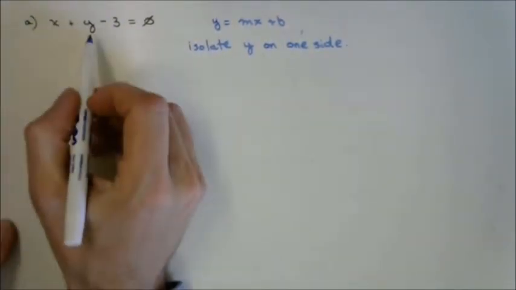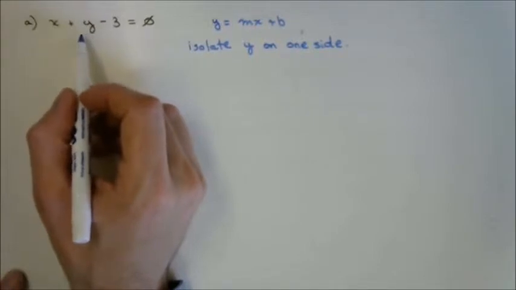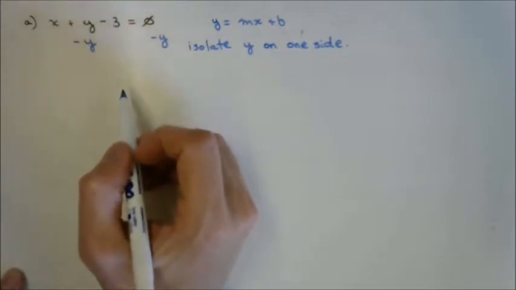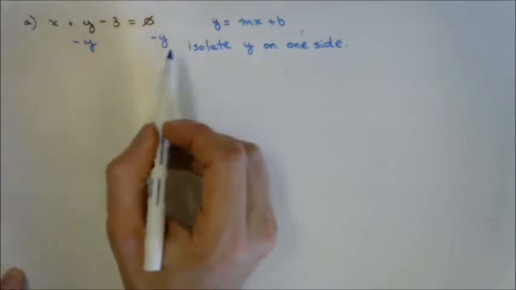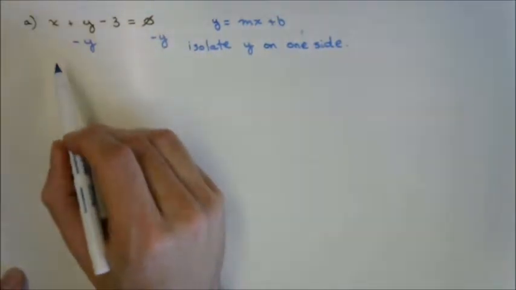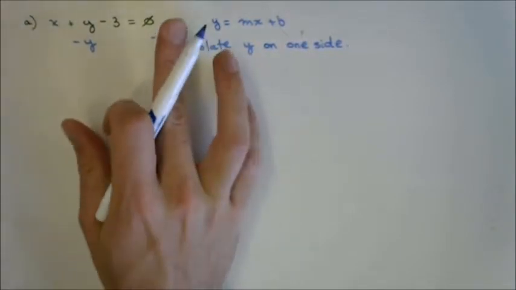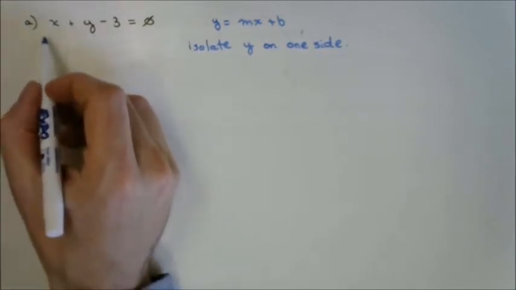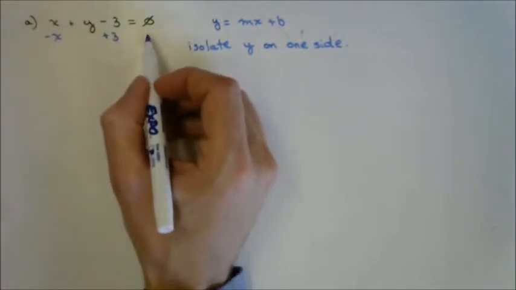Good questions. So I want to isolate y. So I want to get y by itself. Well, there's two ways to do it really. One way is I could subtract y from both sides and I'd be done. I'd have isolated y, but then I wouldn't be in y equals mx plus b, I'd be negative y equals that. And that's a bit tricky. I'd have to multiply every term by negative 1. I don't want to do that. So rather than move y, what am I going to move? X and 3. So I'm going to subtract x from both sides, and I'm going to add 3 to both sides.